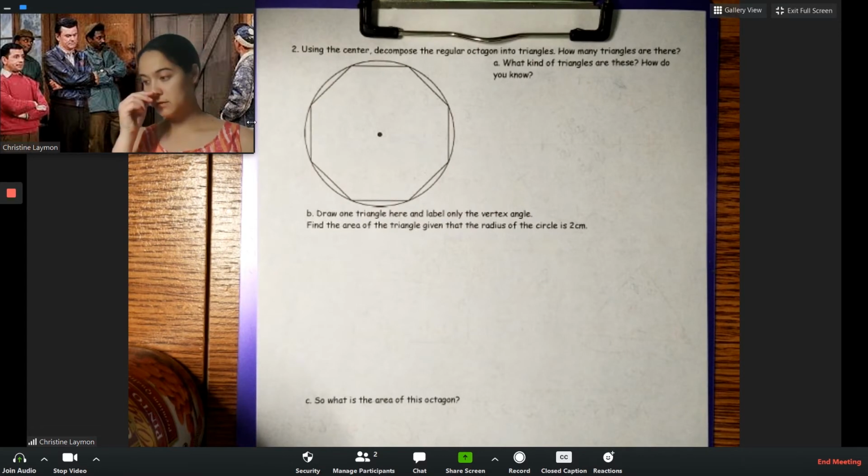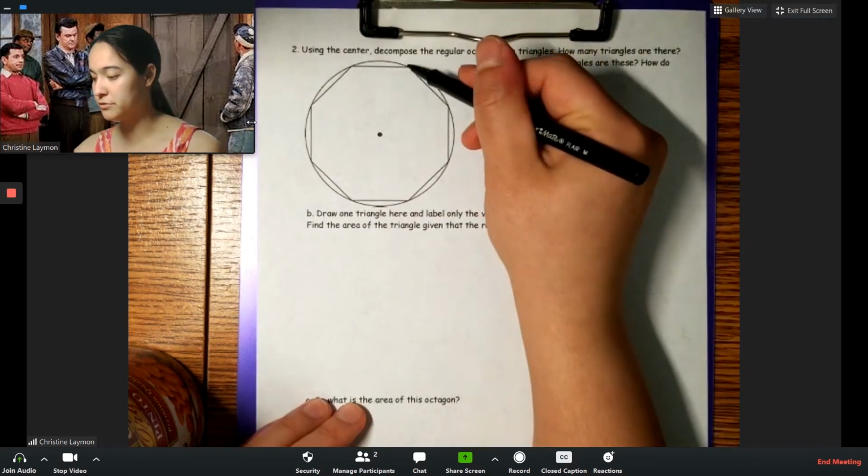Okay, let's take a look at another example. This one is an octagon. And they asked me to first figure out how many triangles are there and what kind are they. So let's go ahead and draw in those radii.